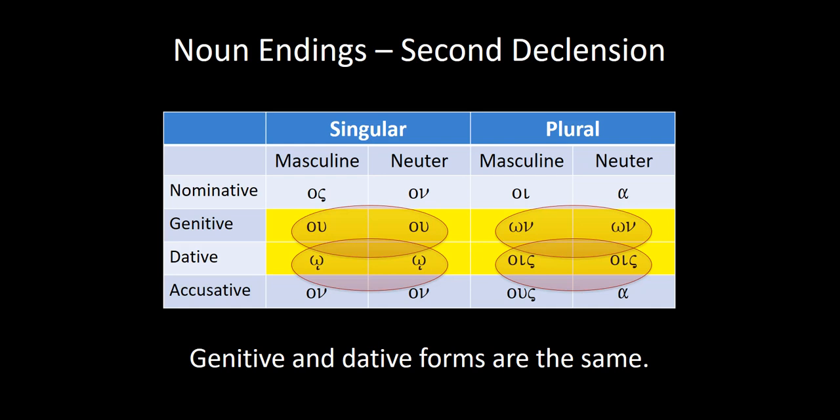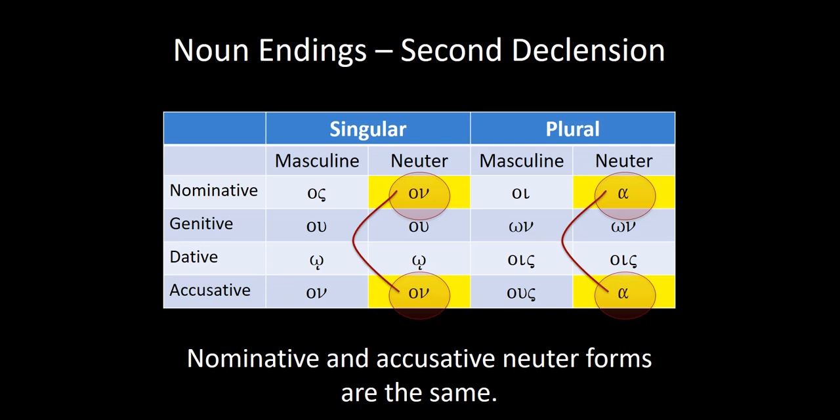Now, by the way, look at that iota subscript in the dative form, and look at that iota in the plural of the dative. These are signals of dative. So if you ever see an iota, ask yourself, is this a dative? It's not always the case, because look at the very top of the chart on masculine plural. Nominative masculine plural is oi.